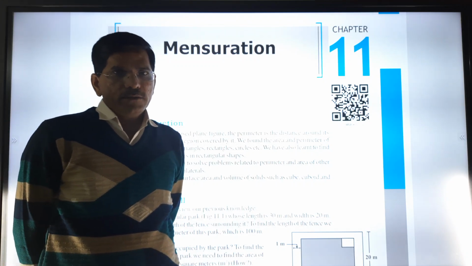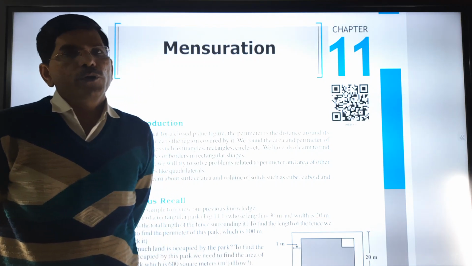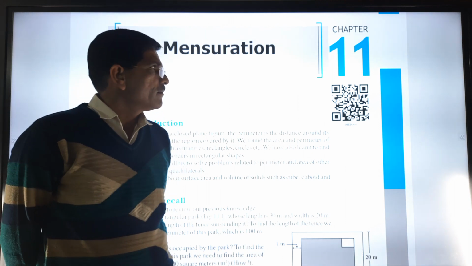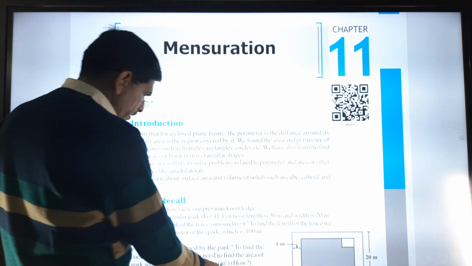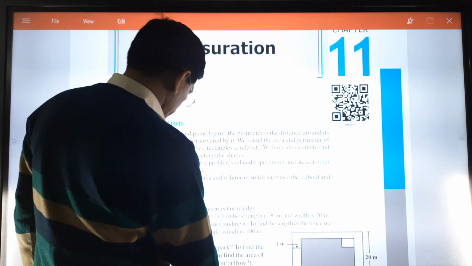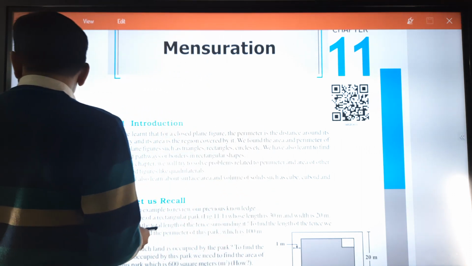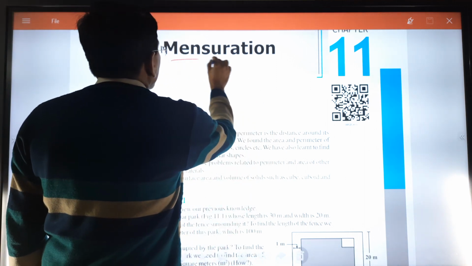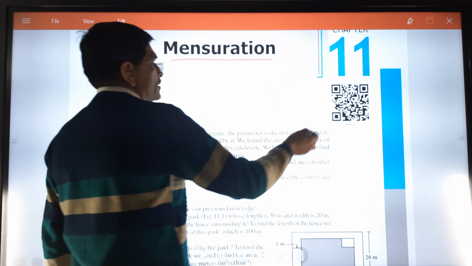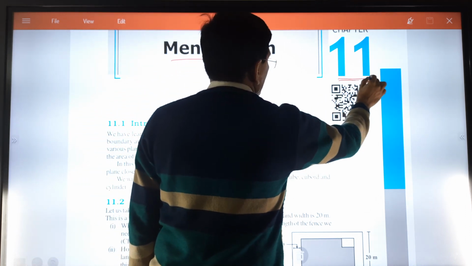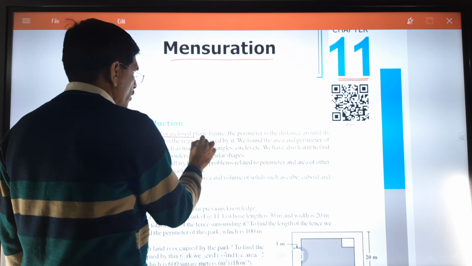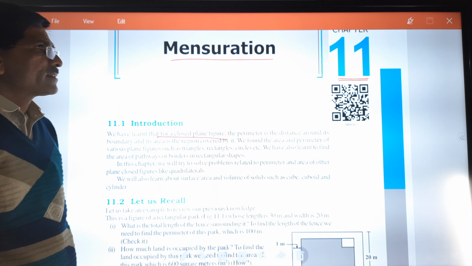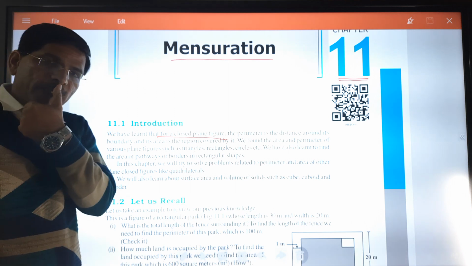Good morning, friends. Now we want to start one more new chapter, that is chapter number 11. The name of the chapter is mensuration. In this chapter, we have to discuss the closed plane figure.